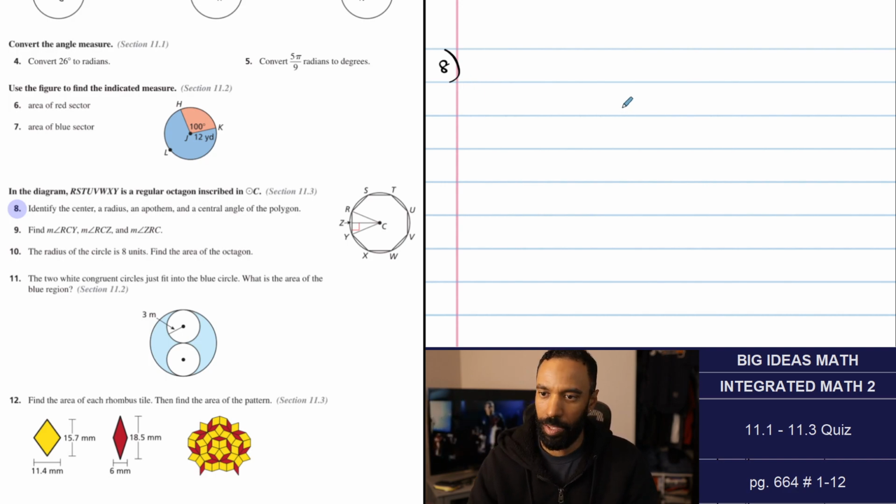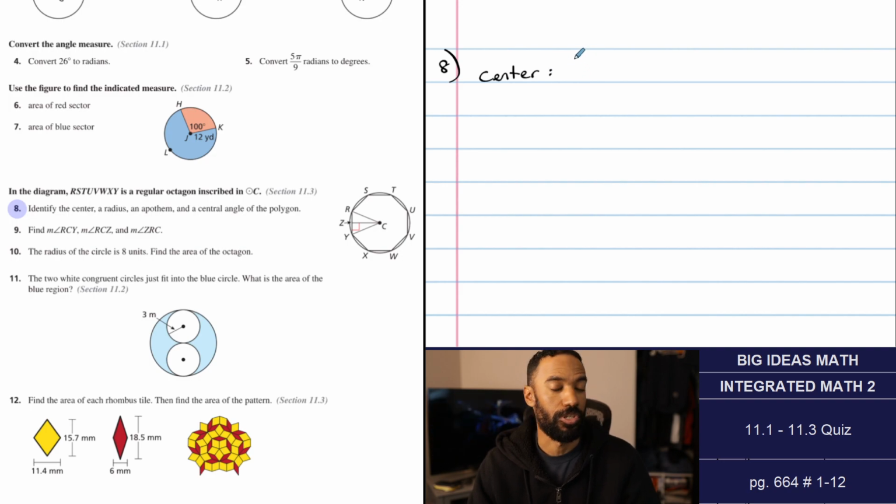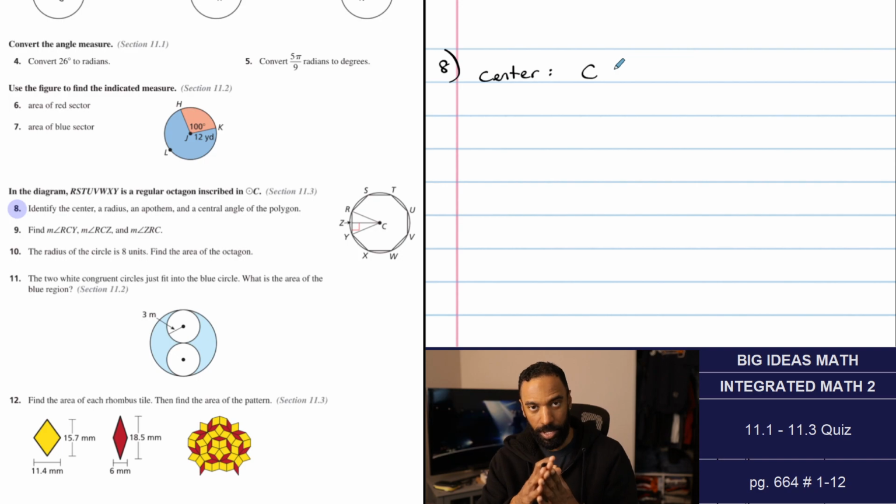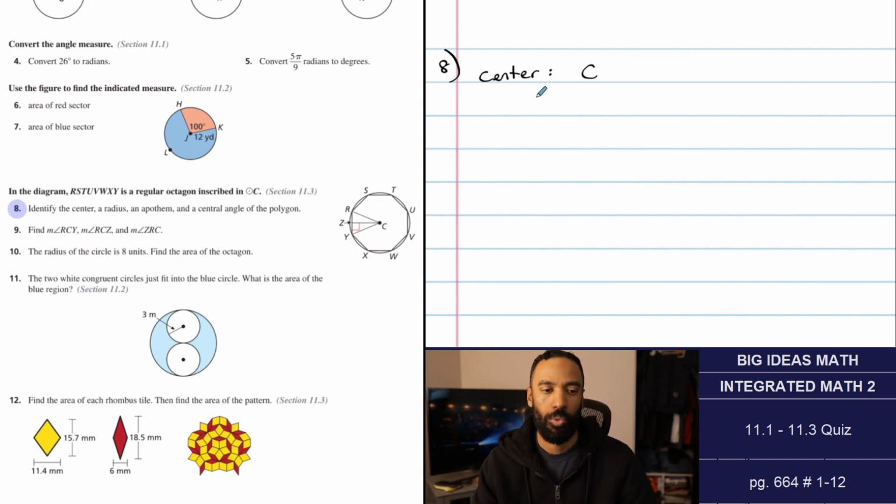Identify the center. The center of, it's not just of the circle, it's also the regular octagon. The center is C. Now it says a radius. Whenever they say a radius, an apothem, and a central angle, they're not asking for the measures. They're asking for labeling one of these things.